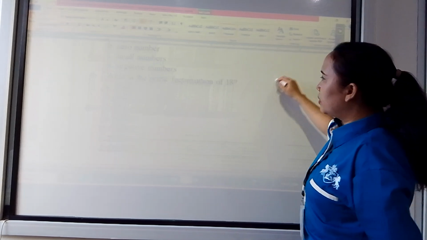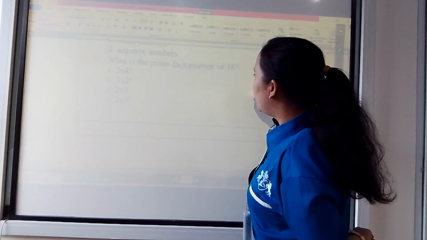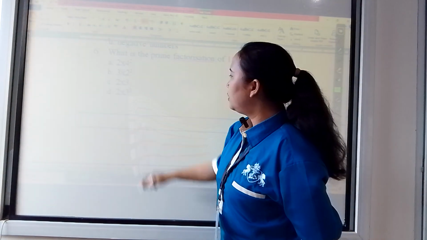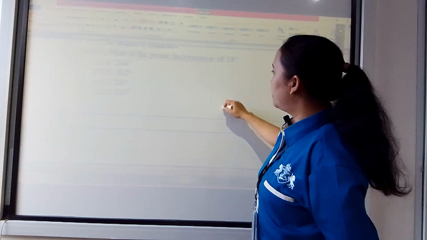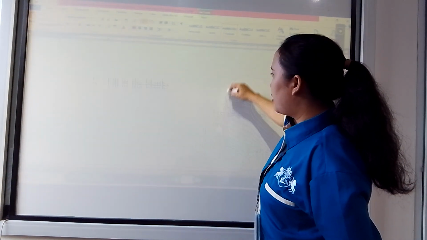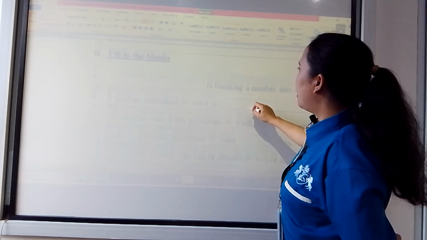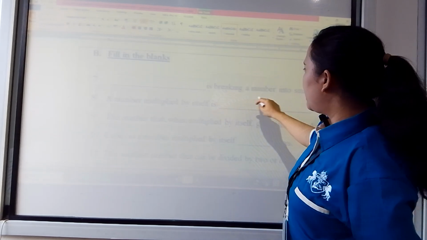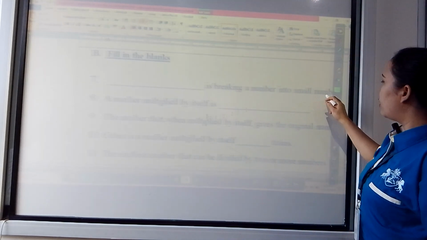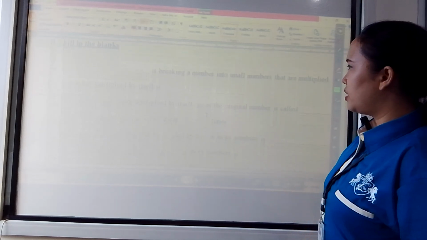Okay, what is the prime factorization of 18? So it is D, 2 times 3 squared. Correct. Next, fill in the blanks. Number 7, prime factorization is breaking a number into small numbers. The answer is prime factorization.